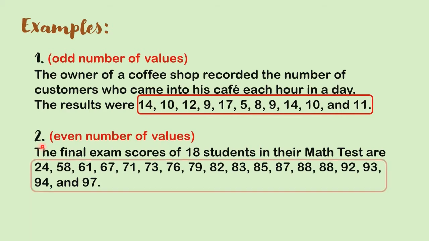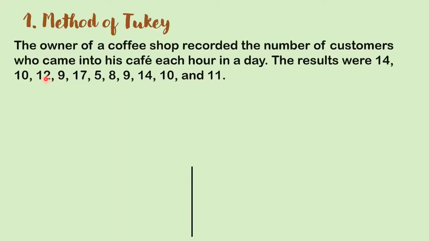You count the values here. These are the scores of 18 students, so we have 18 values here. 18 is an even number. We will get the quartiles of this ungrouped data using different methods. Let's have this first method, the method of Tukey. Tukey is the one who introduced this method.